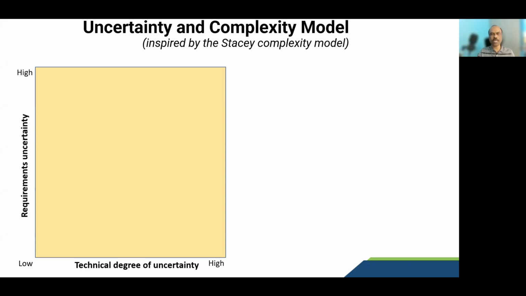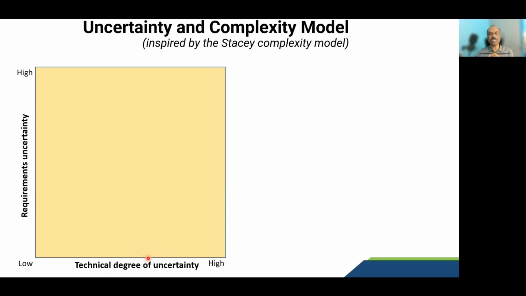In this model, you can see that there are two variables. One is the requirements uncertainty, which means how clear are we in terms of the deliverables? Do we know what to deliver in the project? Are we clear about the scope of the project? What is the level of uncertainty? Is it a low level of uncertainty or a very high level of uncertainty? How clear are we in terms of what needs to be delivered in the project?